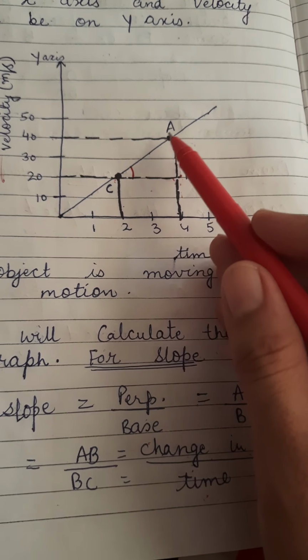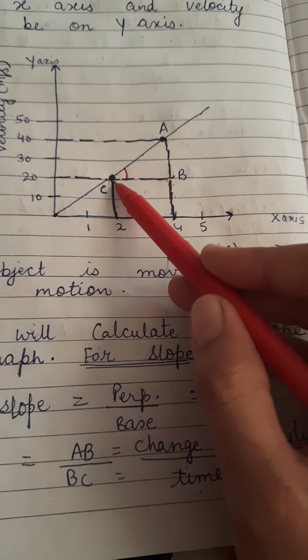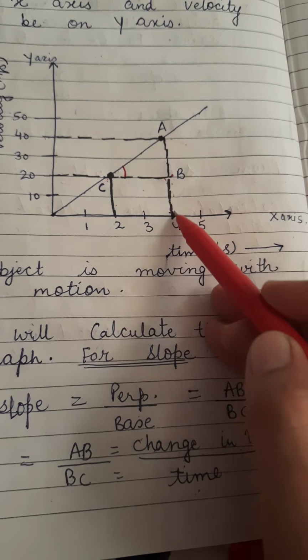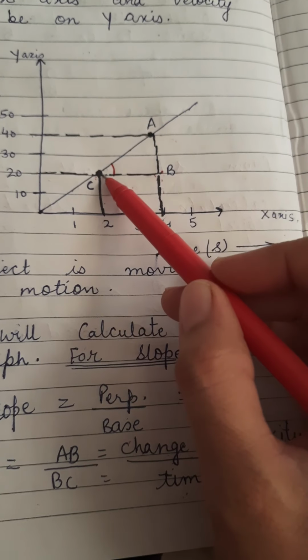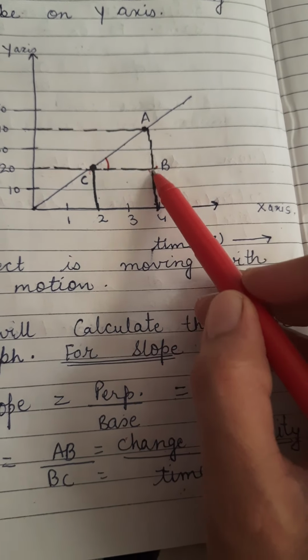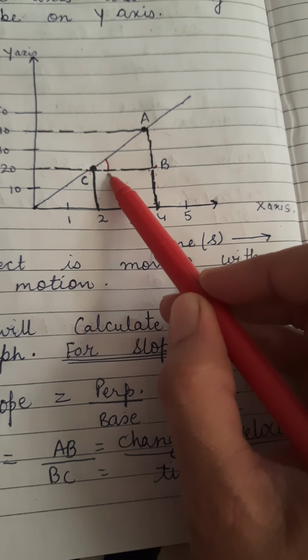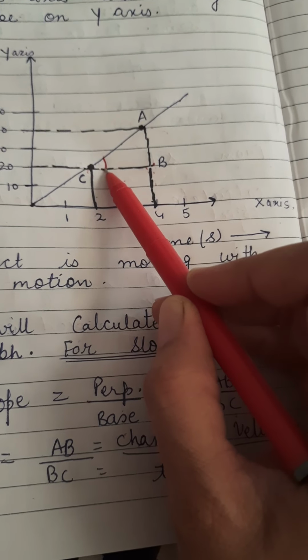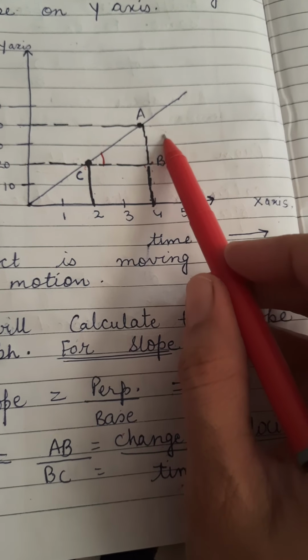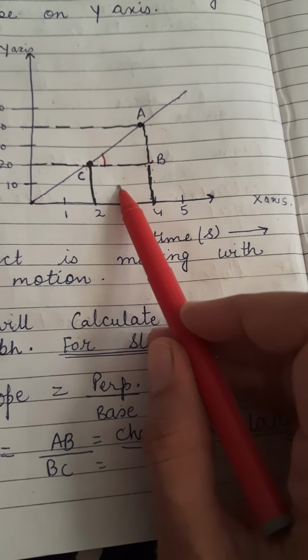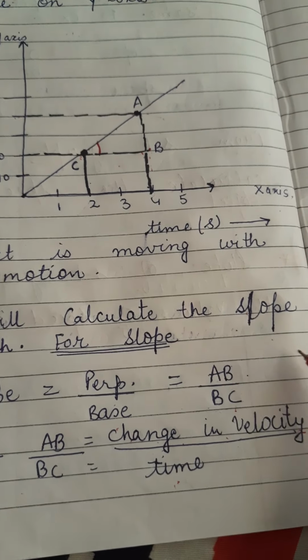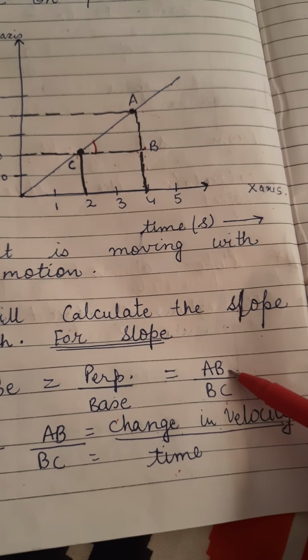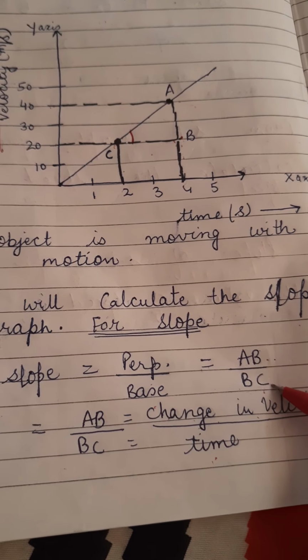We have considered 2 points A and C, and we have drawn perpendicular on both the axes as we have done yesterday. And here is the triangle ABC, and we have to calculate this slope, and slope can be calculated by calculating perpendicular upon base in this triangle, and perpendicular is AB and base is BC.